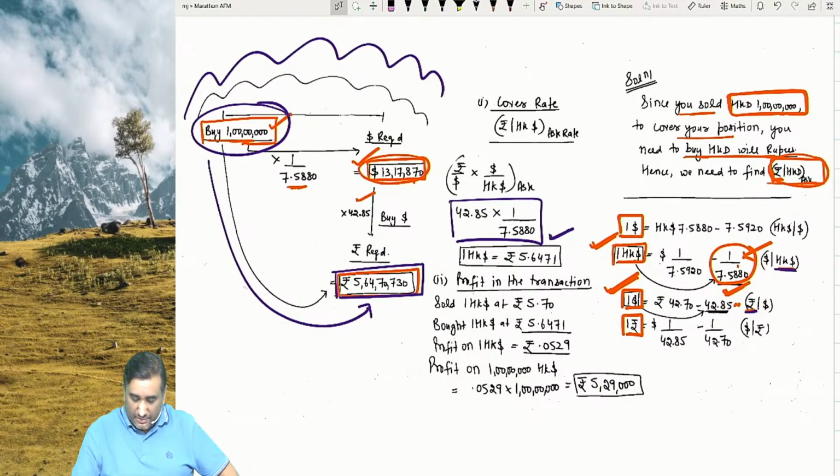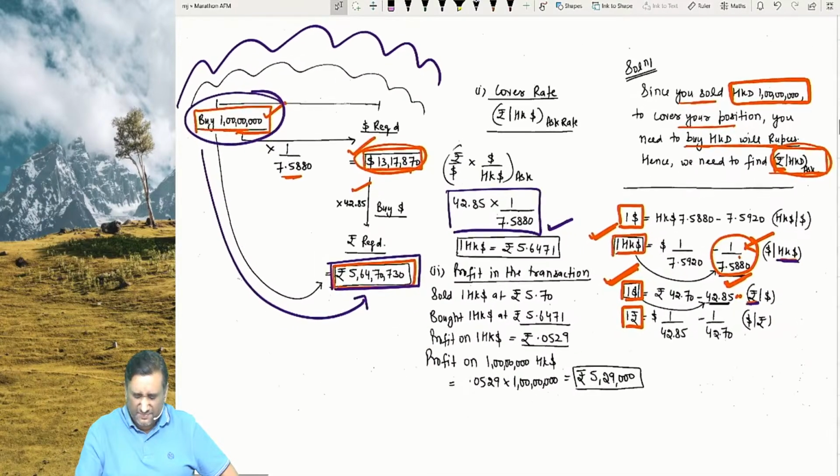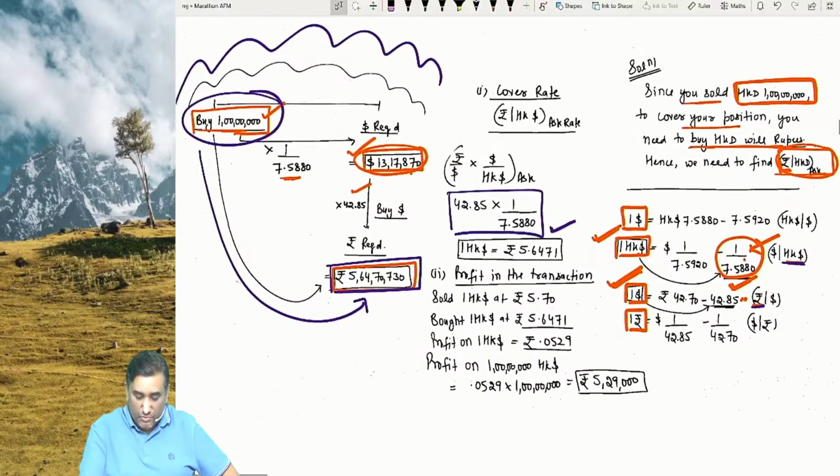And then he said, calculate the profit in the transaction. Profit would come as I sold you at 5.70 and I covered back myself in the interbank market at 5.6471. Profit on 1 HKD came 0.0529 and the total is 1 crore. So I multiply 1 crore into 0.0529, it comes to rupees.